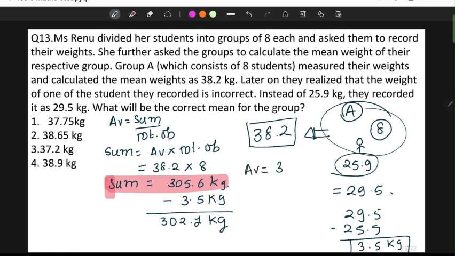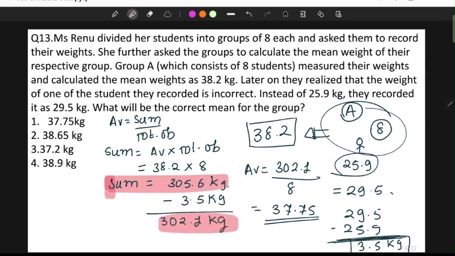So the average is equal to the sum, 302.1 kg, divided by the total number of students, that is 8 students. I'll get the average equal to 37.75 kg. So after subtracting the error from the summation, I'm getting the exact sum, and dividing by 8, I'll get the average. So 37.75 kg is the exact average, or the correct mean, of the given group.